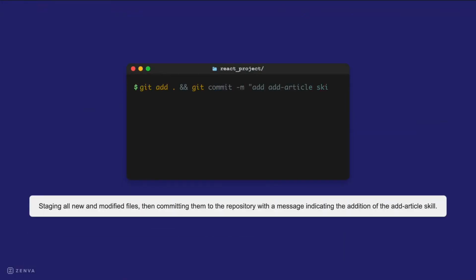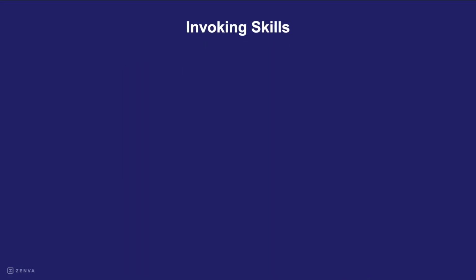With our add article skill defined and files in place, commit these changes: stage all new and modified files, then commit indicating the new skills addition. Understanding your skill's internal workings, let's explore its use.